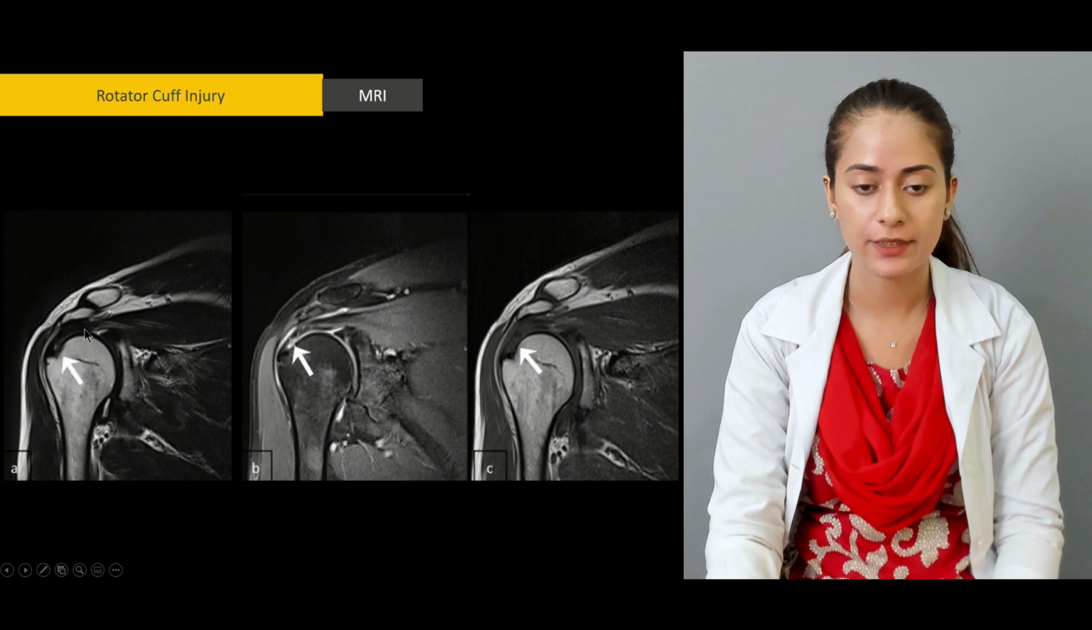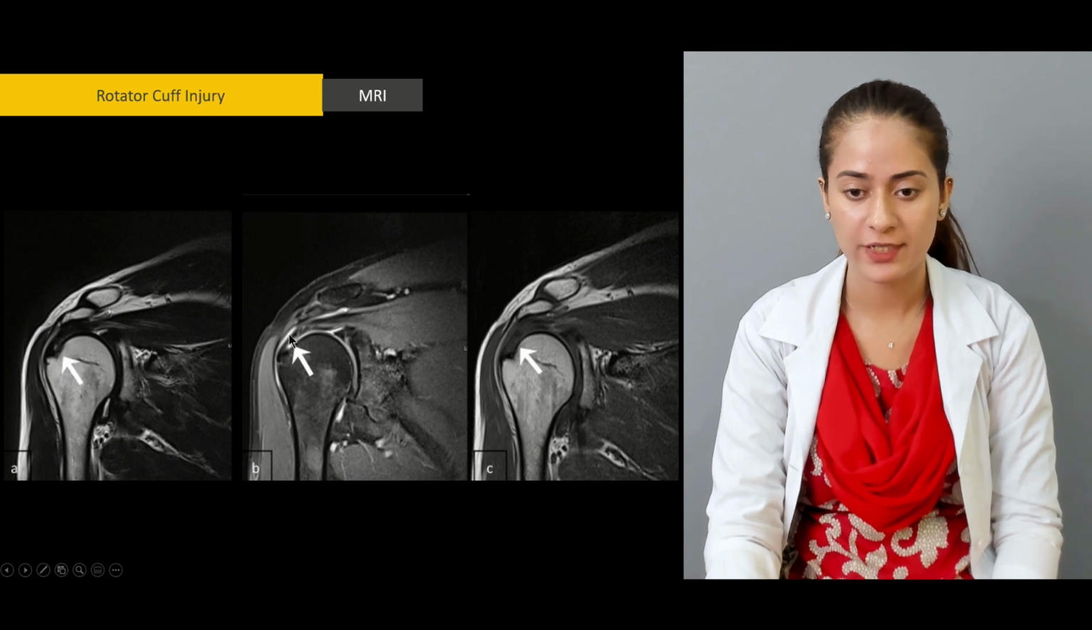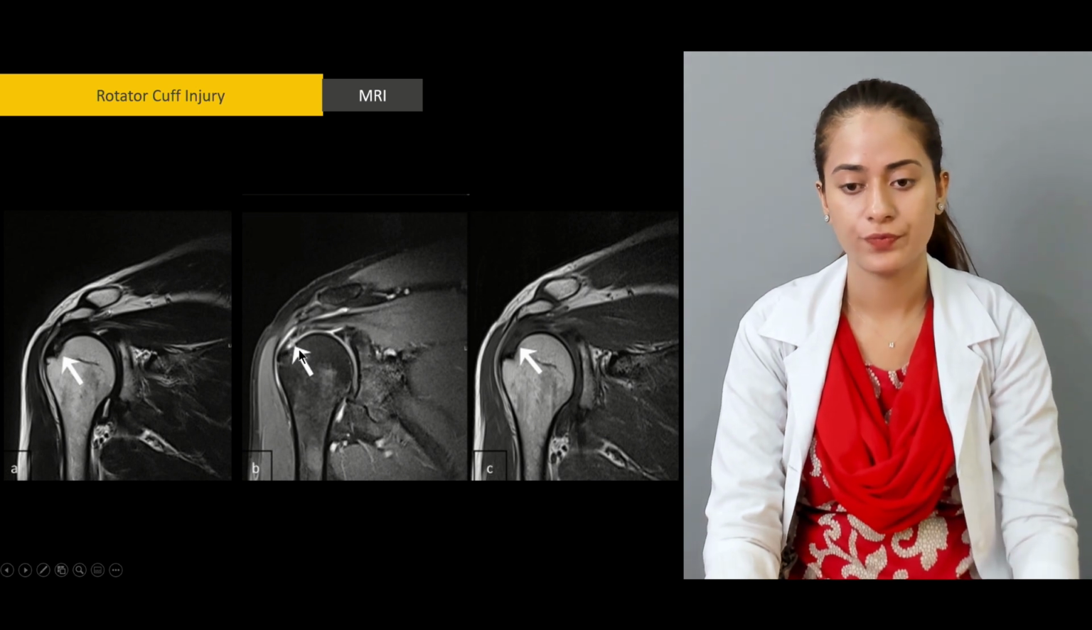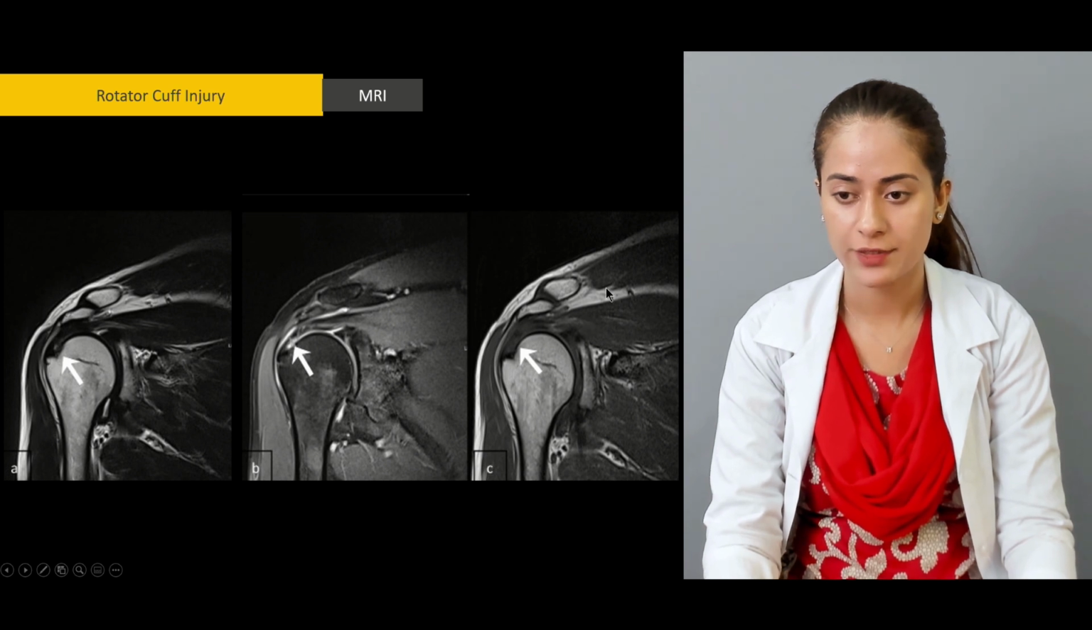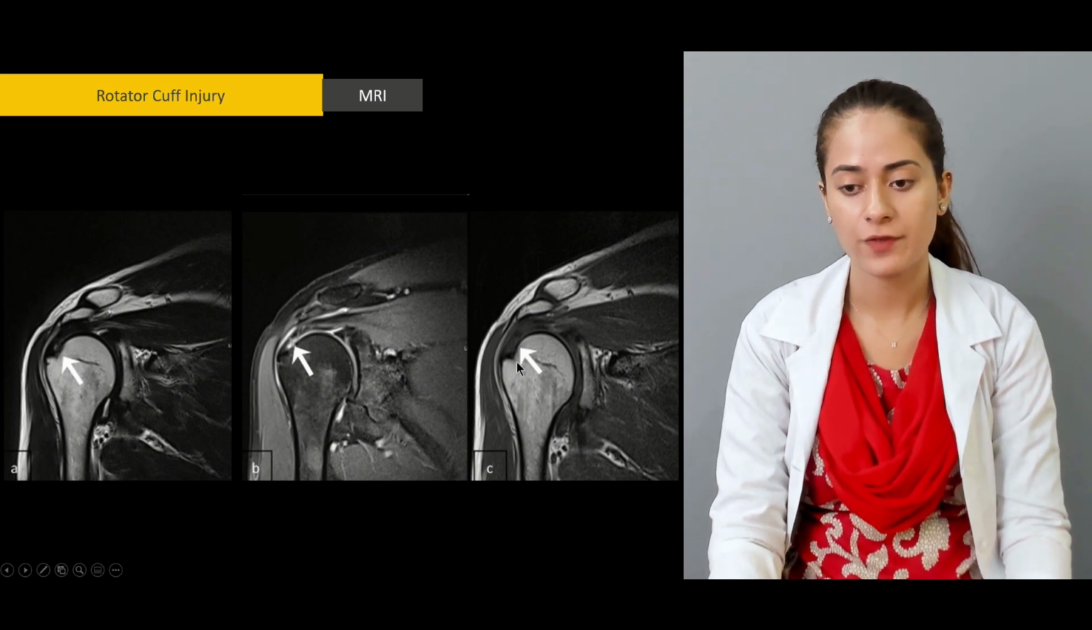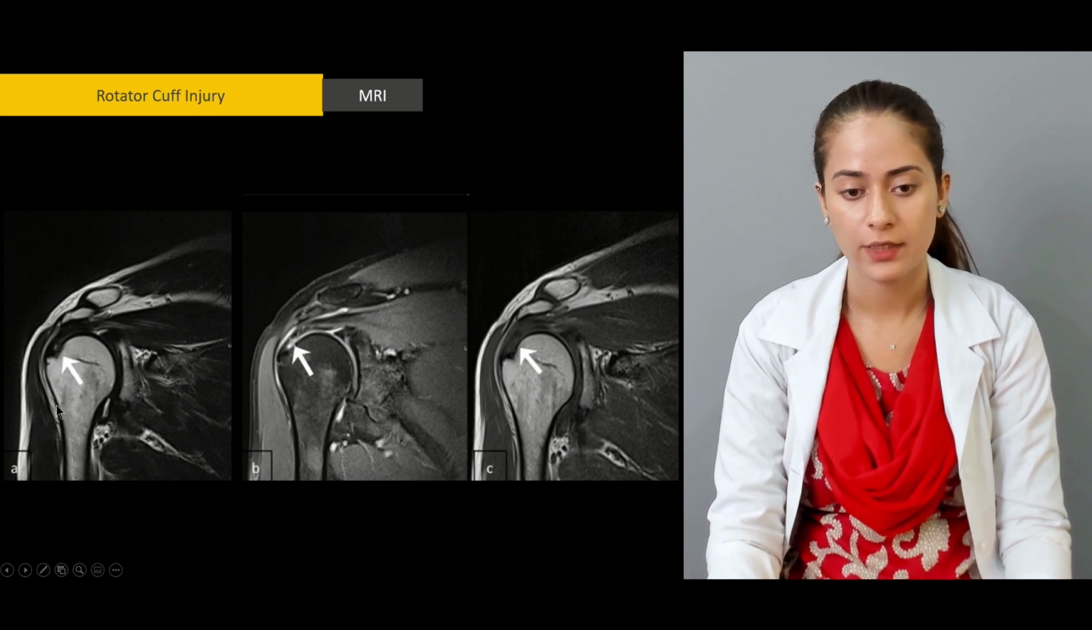So this is the supraspinatus tendon, it passes here, and this also is the supraspinatus tendon coming here, and this is the subscapularis tendon. So here also we have the subscapularis tendon, and this here is the supraspinatus tendon. All of them are attached to this greater tubercle of the humerus, as visible here.